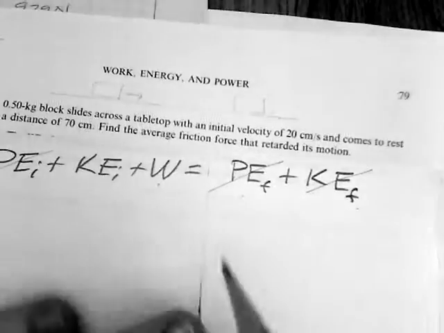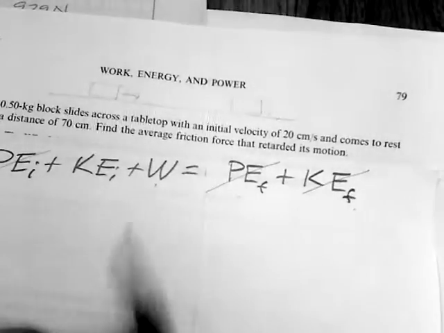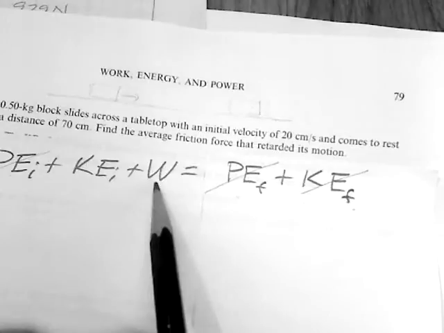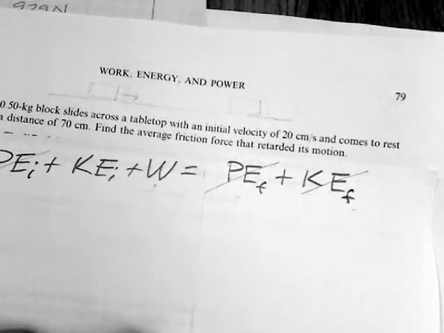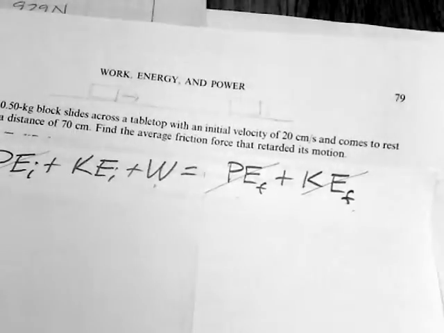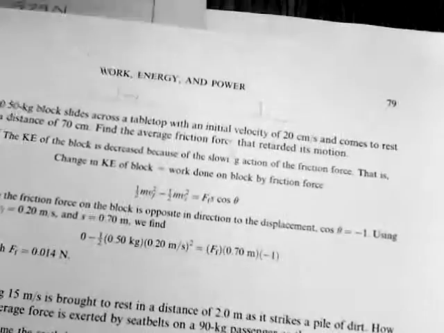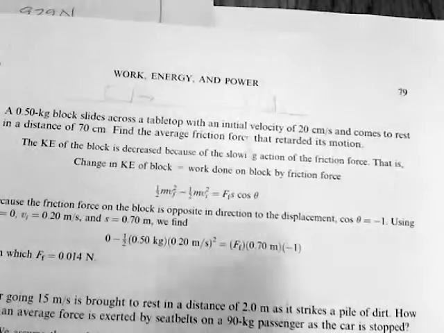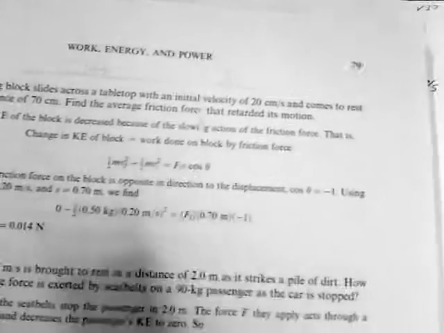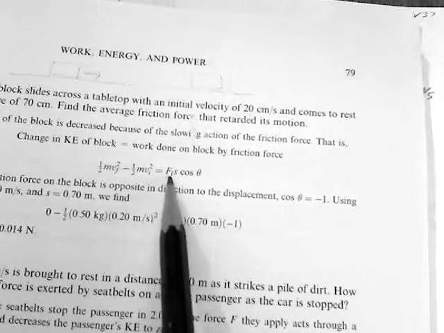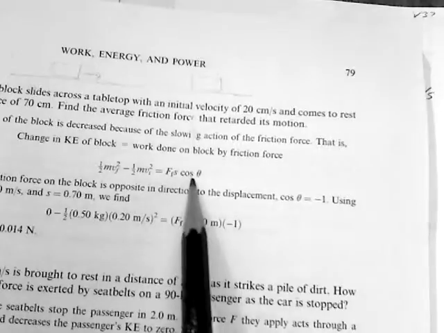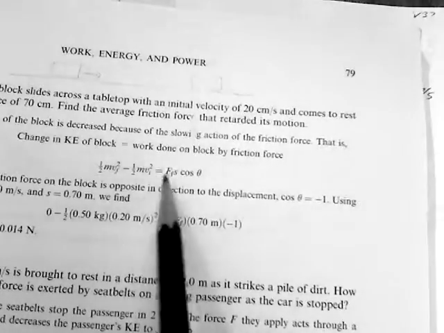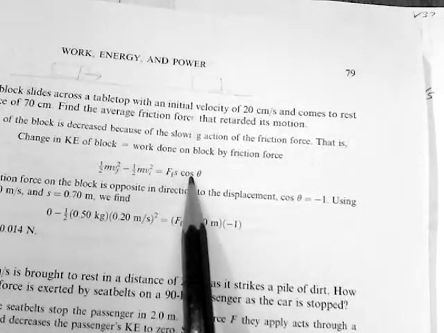So essentially the work is equal to the negative change, or the negative of the initial kinetic energy. We'll see if that's what they did in the problem. They go about it slightly differently, but here is the work, where there's the frictional force times distance times the cosine. So the work is force times distance times cosine.